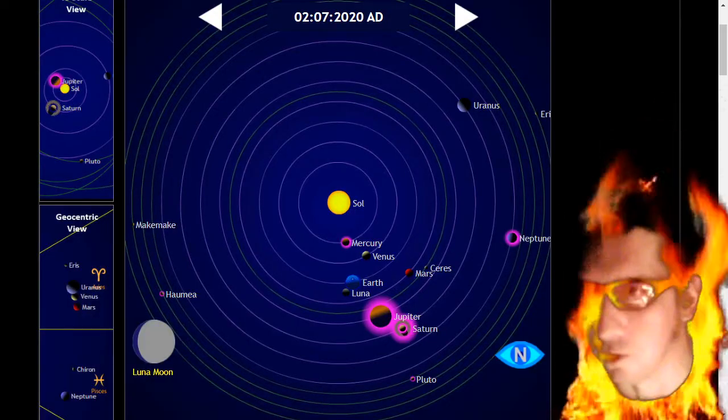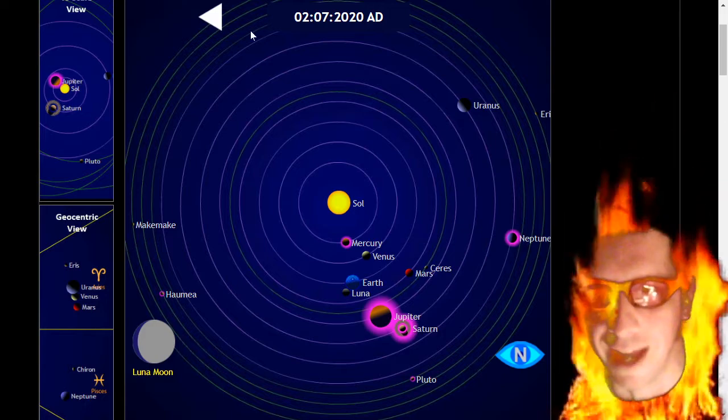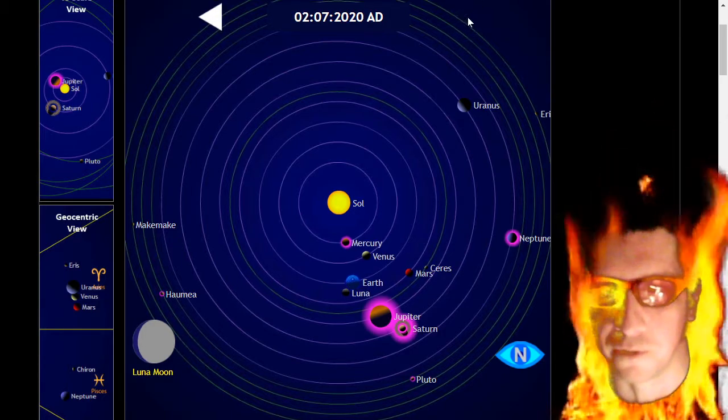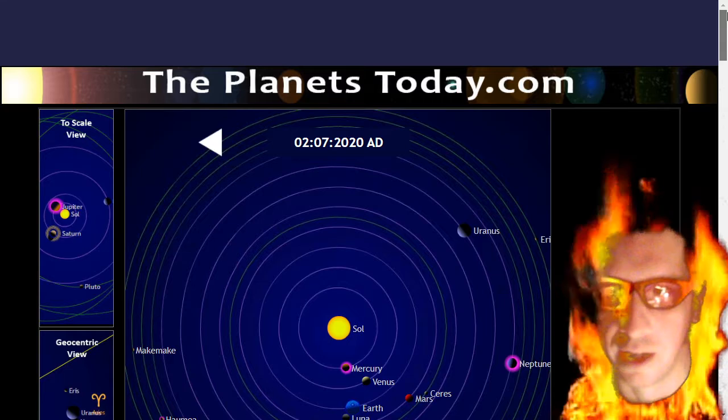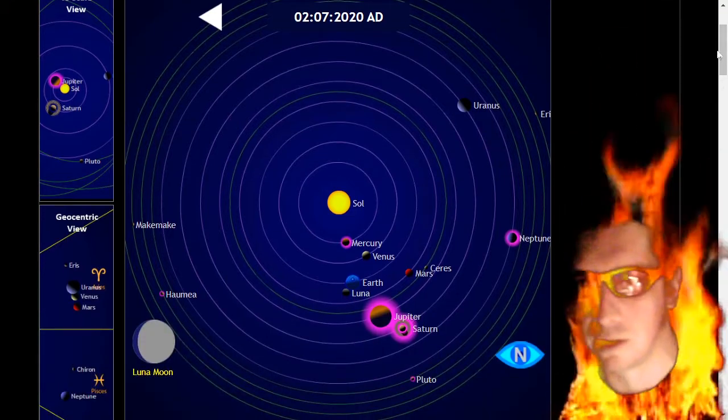Here's where stuff is in the solar system, and I don't know if the solar system's going to end today or what the deal is, but for some reason we can't advance it anymore. Hey, theplanetstoday.com, what's going on with that?